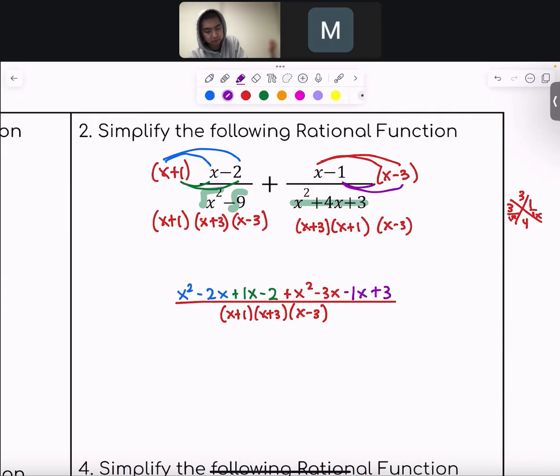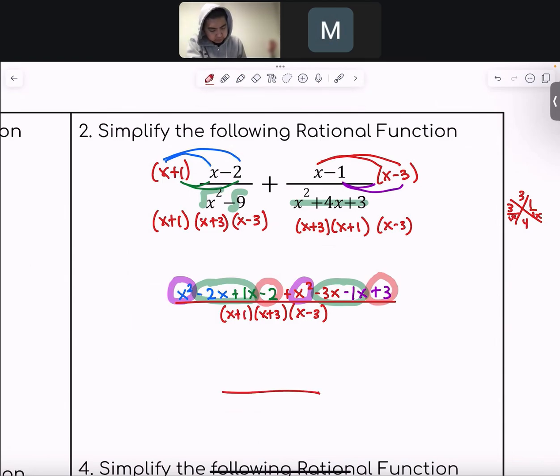Now let's combine like terms, right? So x squared, negative 2x, 1x, and negative 3x and negative 1, and negative 2 and 3. Okay, so those are all my combined like terms. So x plus 1, x plus 3, x minus 3. So let's combine like terms, right? So x squared plus x squared, that's 2x squared. Negative 2x plus 1x minus 3 minus 1x. I think that comes out to be negative 5x.